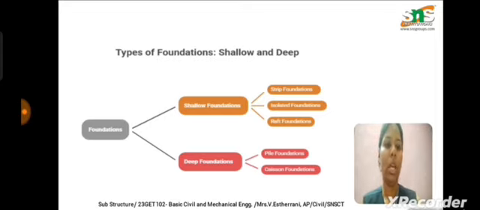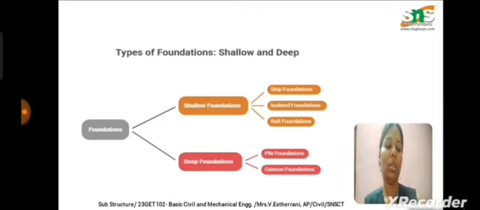Next one is the deep foundation. In deep foundation, there are two types, that is pile foundation and caisson foundation. In pile foundation, slender vertical columns are provided, which may be of concrete, steel, or cement. The pile foundations are made in large constructions such as skyscrapers, bridges, and dams.